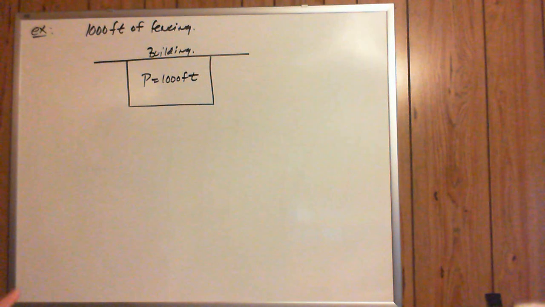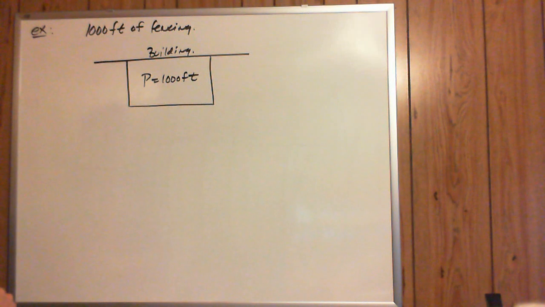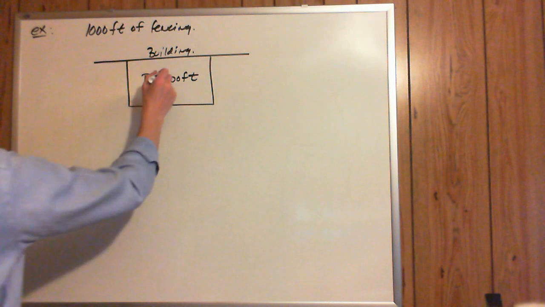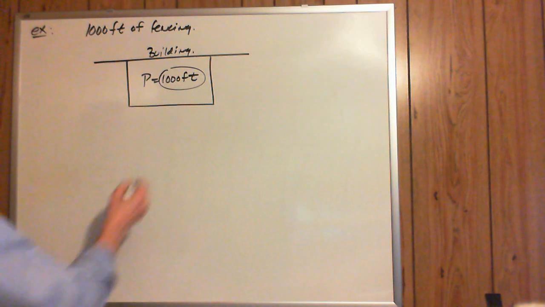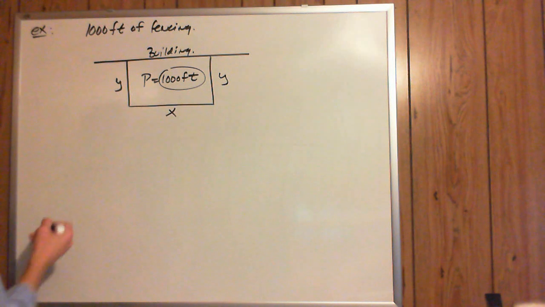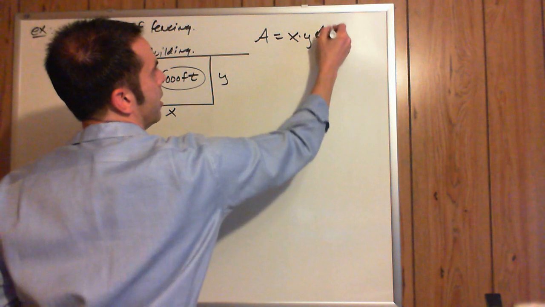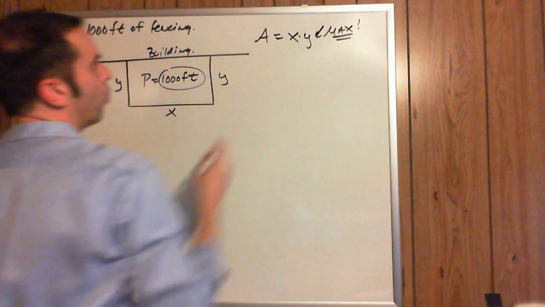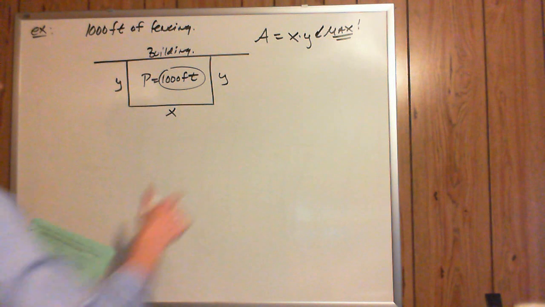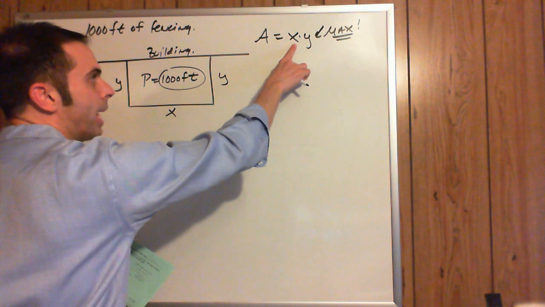So the question is, what dimensions would yield a maximum area? How long do we go this way and this way to get the biggest area with 1,000 feet of fencing? Let's call this y and y, since those sides are equal, and we'll call this x. Then the area of this rectangular piece is x times y. This is what we want to maximize, which means we have to take the derivative, set it equal to 0, and find when we have a maximum.